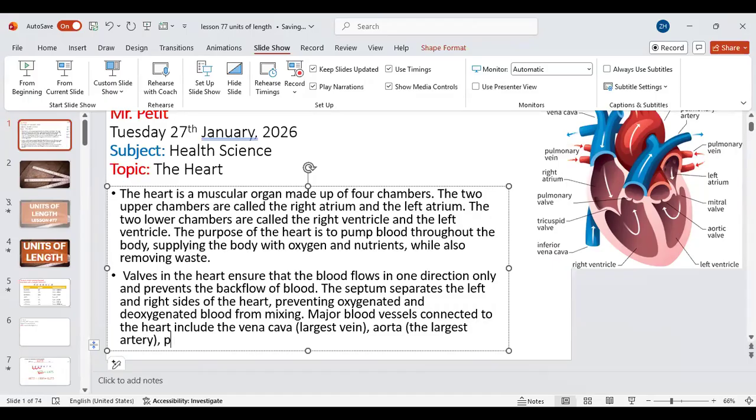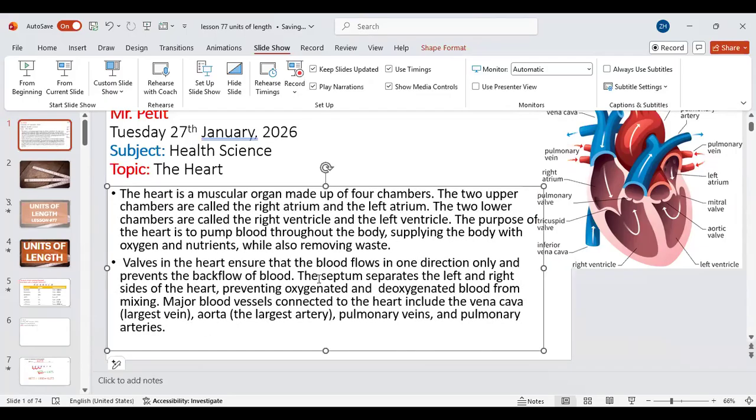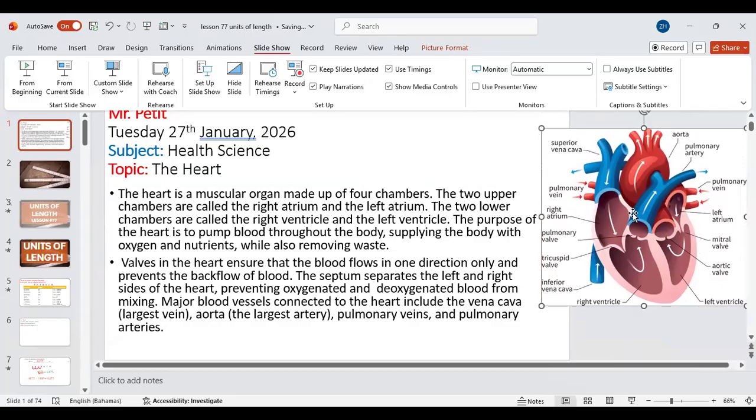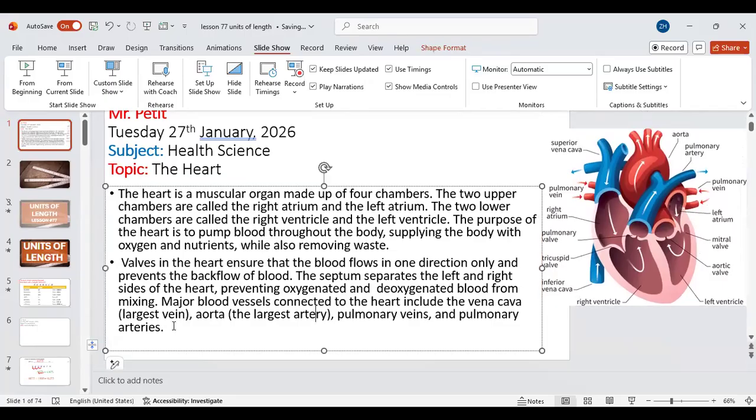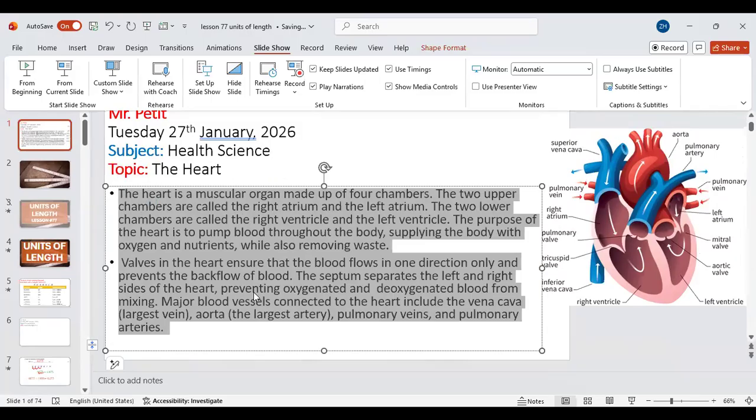Pulmonary veins carry oxygenated blood. Very good. And pulmonary arteries, which transport blood to and from the heart. So this is what we have today. That's what we have to cover. We're not going to talk about the directions of the blood. The only thing we're focused on is the components of the heart. That's all we're focusing on for right now.